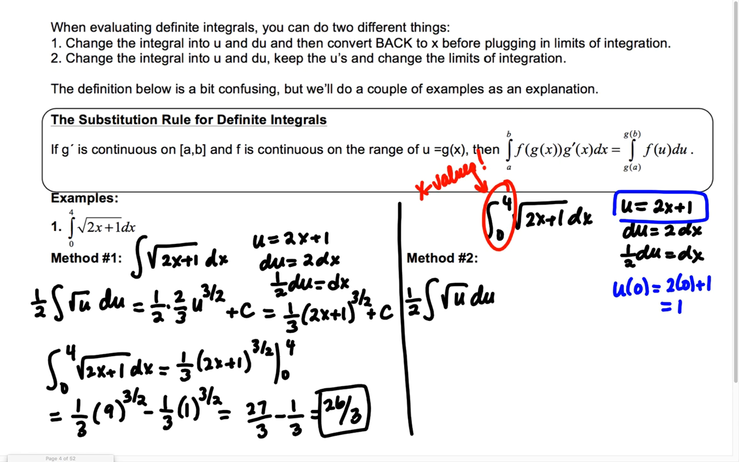Move this down a little bit. What if I plug in 4? Yeah, 2 times 4 plus 1, so I get 9. So those numbers that were previously 0 to 4 now become 1 to 9. Do you guys see it?